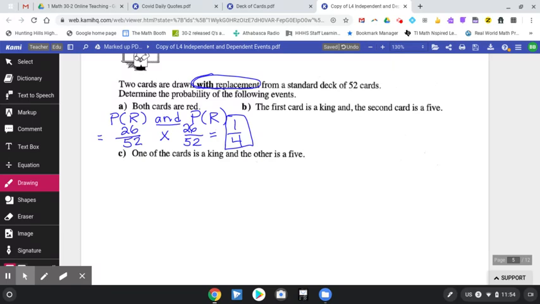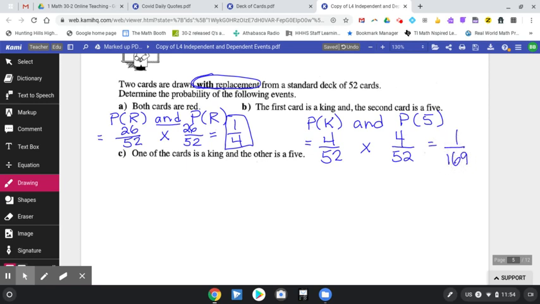Okay, in B, probability that the first card is a king and the second card is a 5. So the first card is a king. 4 out of 52 cards are kings. And means multiply. Now I've drawn a card. I put the card back in. So on my second draw, 52 cards are possible. 4 of them are 5s. And this comes out to be 1 out of 169.